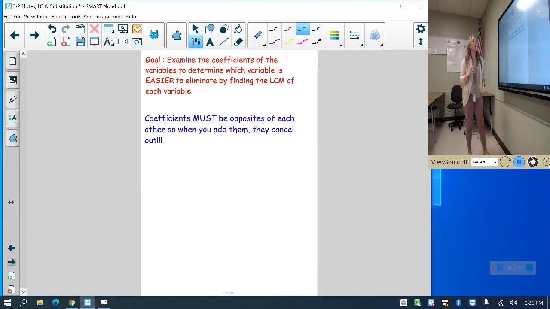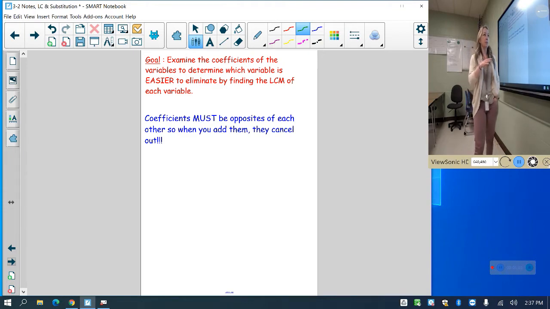All right, the goal is to examine the coefficients of the variables, and determine which variable is easier to eliminate by finding the least common multiple of each variable. The coefficients must be opposites of each other when you add them so that they can cancel out.